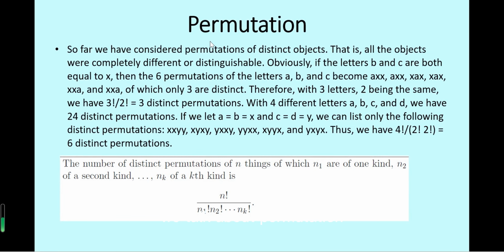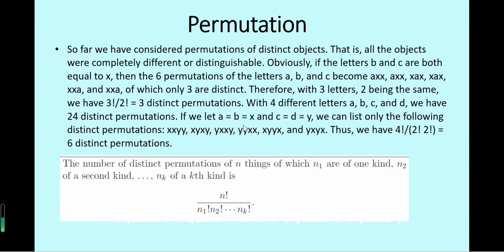So now we talk about permutation. So far we have considered the permutations of different objects, where all the objects were completely different or distinguishable. In the last example, the different awards are different. Obviously, if the letters B and C are both equal to X in the first example, then the 6 permutations of the letters A, B, C become AXX, AXX, XAX, and so on. So there are only 3 different ways. Therefore, with 3 letters, 2 being the same, we have 3 factorial divided by 2 factorial equals 3 distinct permutations. And with a sample of 4 different letters, we have 24 distinct permutations.